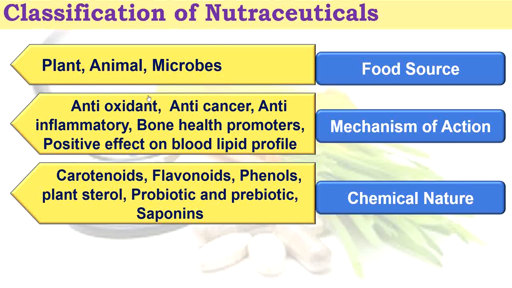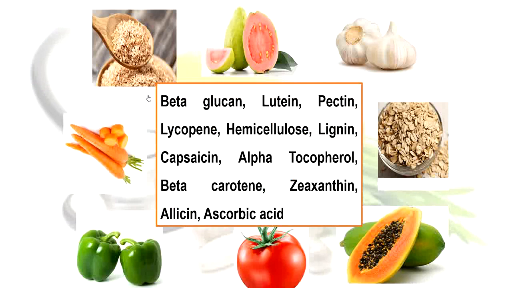And based on mechanism of action, it is divided into antioxidant, anti-cancer, anti-inflammatory, bone health promoters, and positive effect on blood lipid profile. And based on chemical nature, it is divided into carotenoids, flavonoids, phenols, plant sterol, probiotic and prebiotic, and saponins. We'll see one by one.